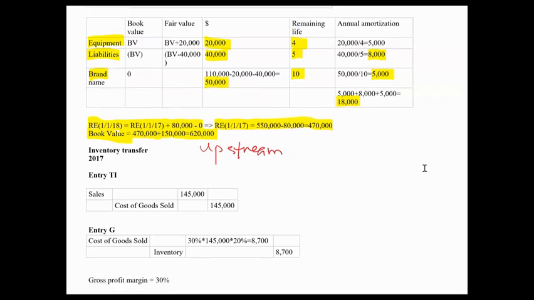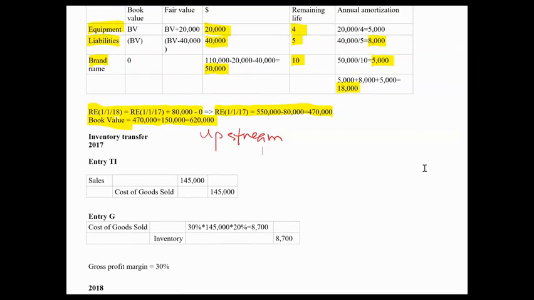The next entry is entry G. We use entry G to defer the gross profit in those unsold inventories. And the amount is $8,700. It equals 30%, which is the gross profit margin, given directly, times the 20% of the total inventory transferred. That gives us $8,700, the gross profit we will defer to the following period when it's actually sold.